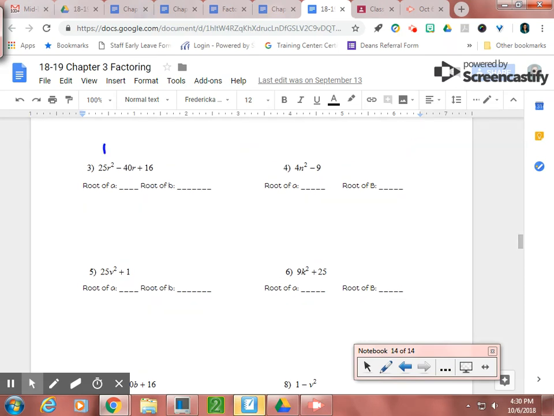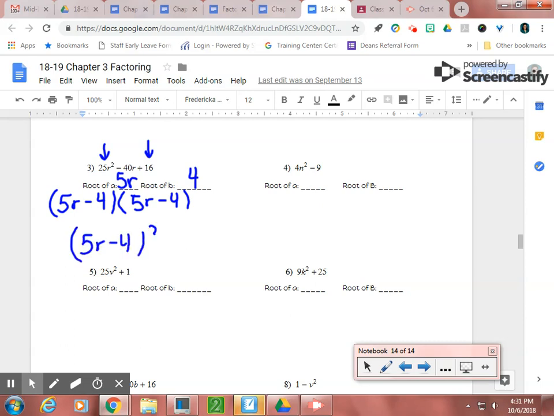Okay, so looking at 3 and 4 here. What I know is this has a perfect square root and this has a perfect square root. So the square root of 25r squared is 5r. The square root of 16 is 4. And I need it to be negative 40 in the middle. So what I know is going to do that is to say minus 4 and minus 4. So then when I rewrite my answer to this, it's 5r minus 4 squared, because there's two of them. And again, you could double check that by going back and FOILing those together. Your insides would give you negative 20r, and this would give you negative 20r, which is the negative 40 that you were looking at. So you just need that negative sign there twice.